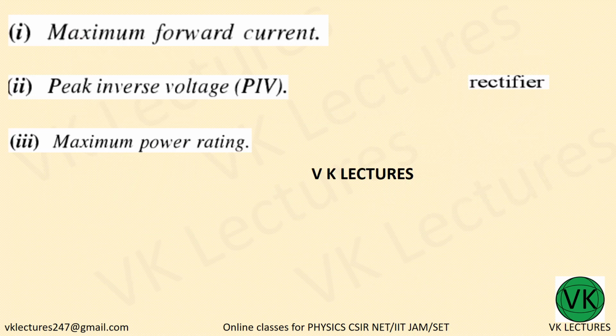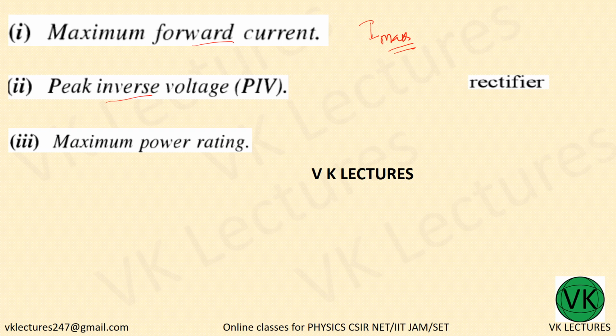Now, maximum forward current. Through the diode, we cannot send as much current as we want. As stated earlier, the collision with the electrons will lead to damage. So there is a maximum current possible through the diode in the forward direction. That is called maximum forward current.